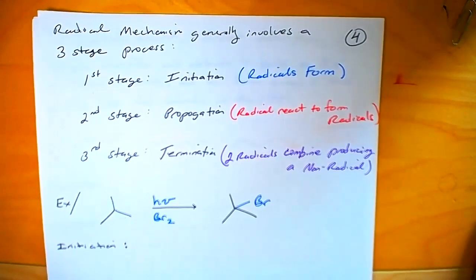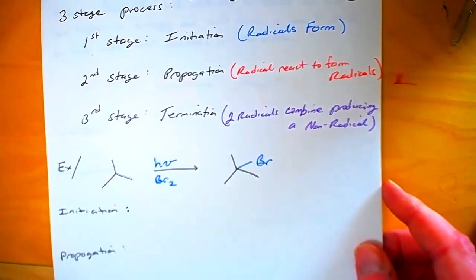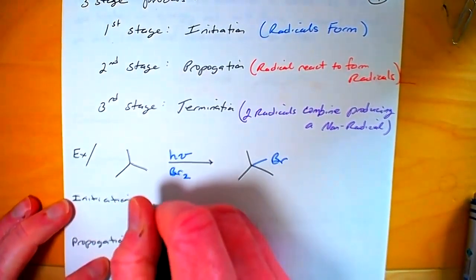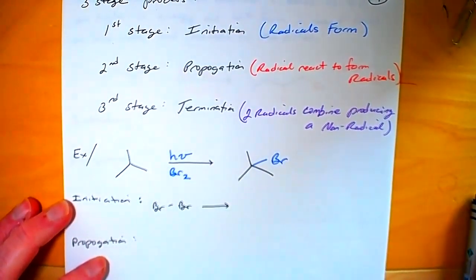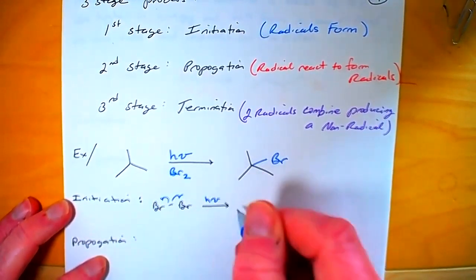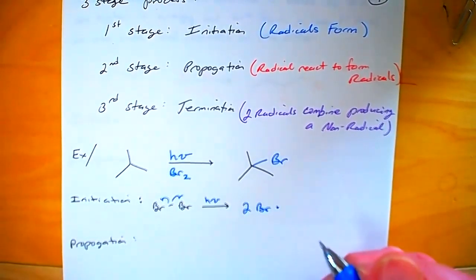So if we were to do this reaction, let's say with that isobutane, and we were going to look at that system, then your initiation step is going to be the formation of the bromine radicals. So you're going to start off with your bromine. It's going to undergo homolysis, and that's going to form 2 bromine radicals. Okay, so there's your initiation.